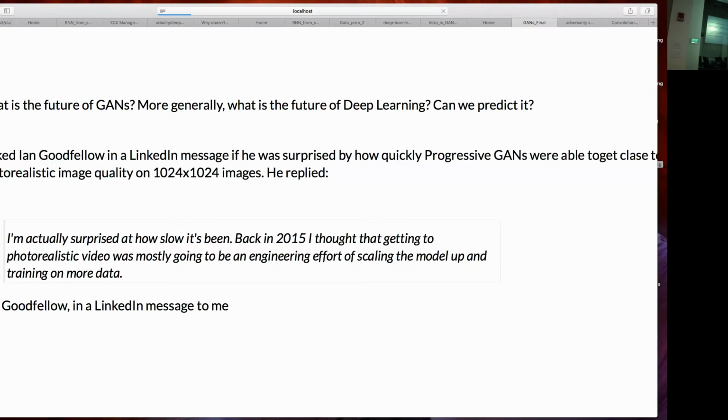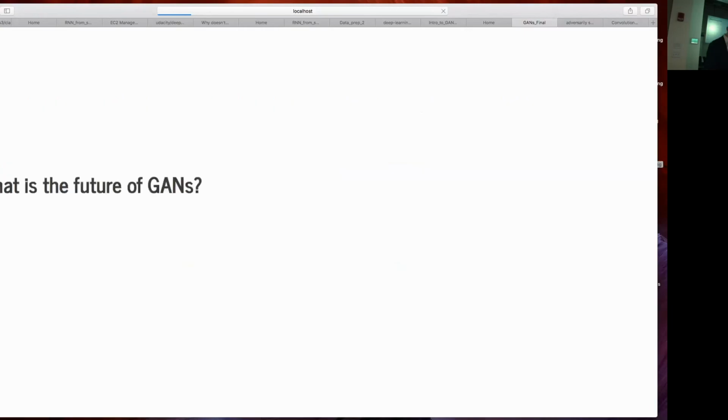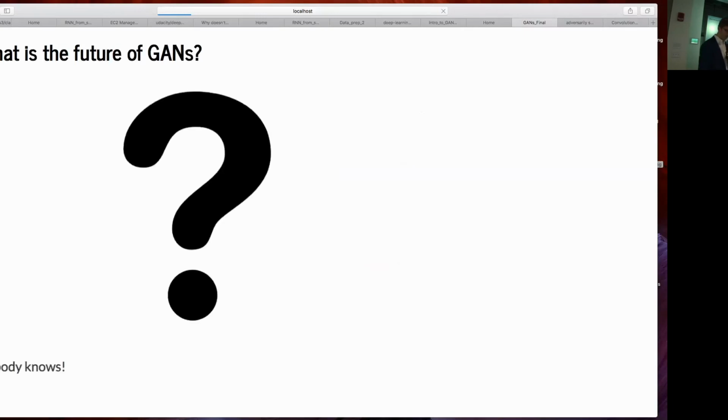In 2015, he greatly overestimated it. Maybe he still is greatly overestimating it. Maybe he's underestimating it. We don't really know. So what is the future of GANs? Nobody knows.